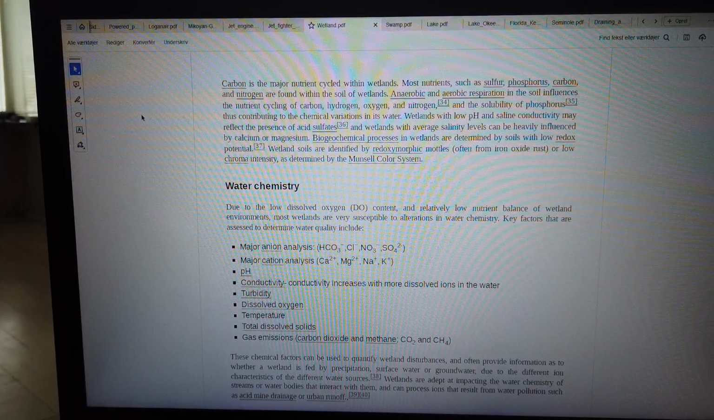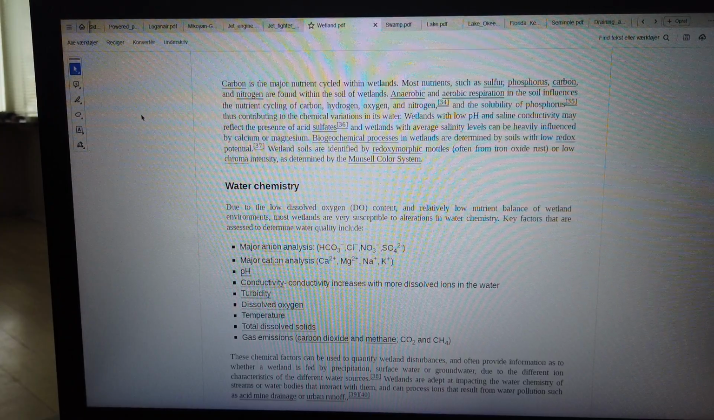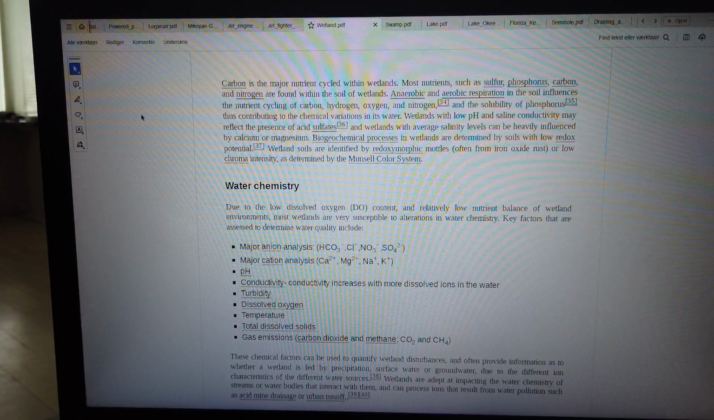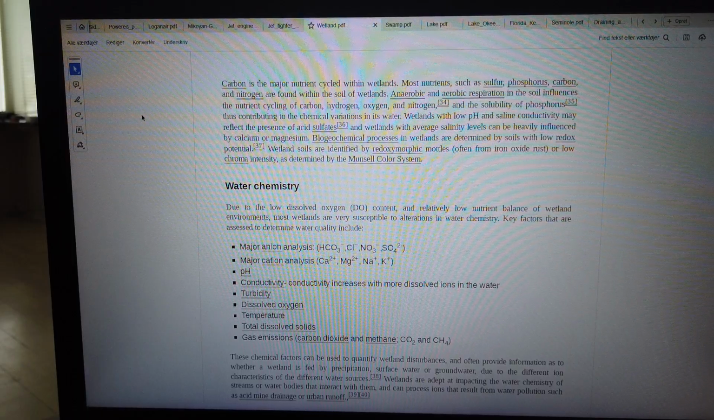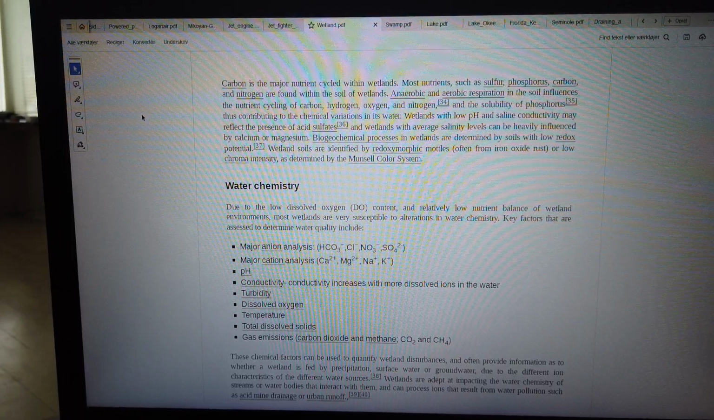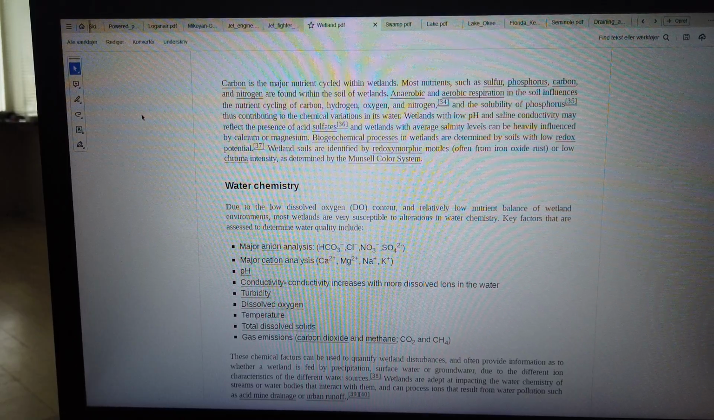Biogeochemical processes in wetlands are determined by soils with low redox potential. Wetland soils are identified by redoximorphic mottles, often from iron oxide rust, or low chroma intensity, as determined by the Munsell color system. Water chemistry.